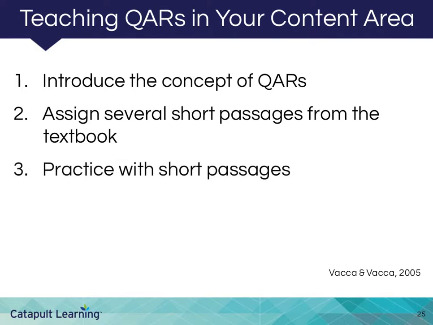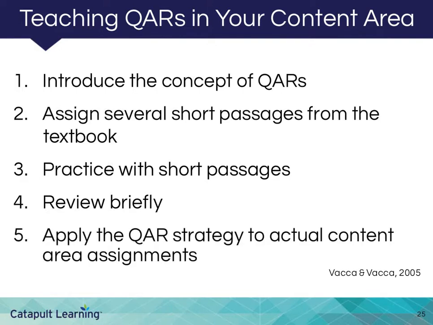Continue by practicing with short passages. Use one question for each QAR category per passage. First, give students a passage to read along with questions and answers and identified QARs. Discuss why the questions and answers represent one QAR instead of another. Next, give students a passage along with questions and answers, but this time ask them to identify the QAR for each. Finally, give students passages.